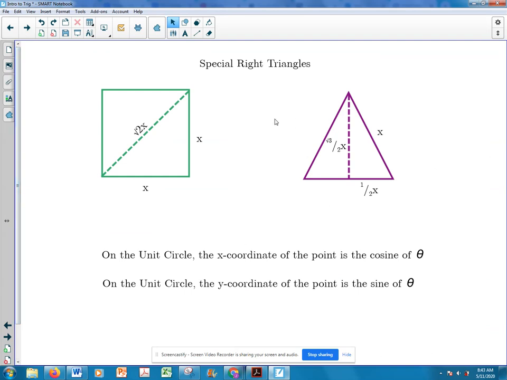You should remember these from geometry class. One of them is when you take a square and connect the opposite corners with a diagonal, you make an isosceles right triangle. So this side's x, this side's x. Using the Pythagorean theorem, we find the hypotenuse is square root of 2 times x. And then in the purple one, this is an equilateral triangle. So this side's x. Using symmetry, we can see one half x is down here. And then using the Pythagorean theorem, we can figure out the height of the triangle, the longer leg, is square root of 3 over 2 times x.